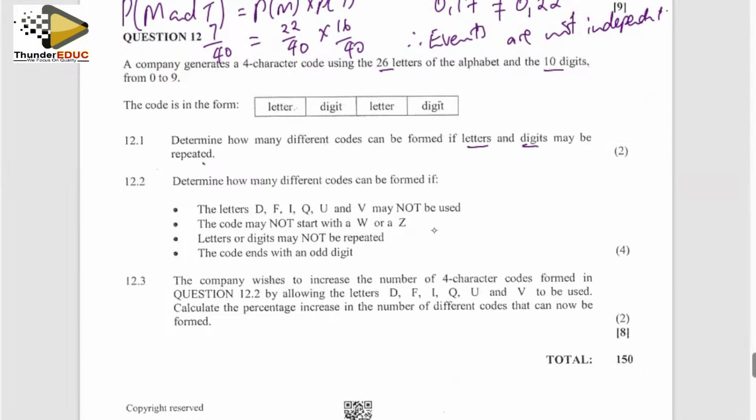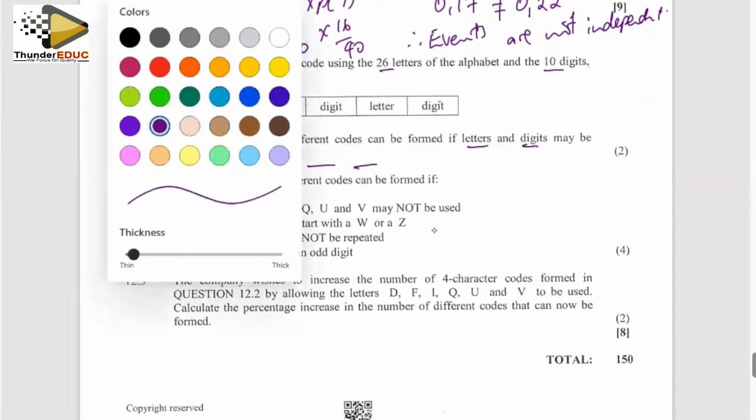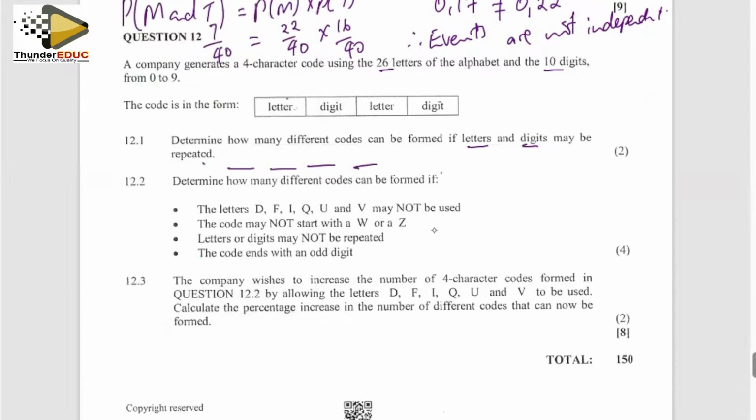So with this, I have 1, 2, 3, 4. What I'm looking at is that we are repeating the letters and digits. We have 10 digits to choose from. We said letters, so why am I using numbers or digits? For the letters, we have 26 to choose from. Then the digits, we shall have the 10.